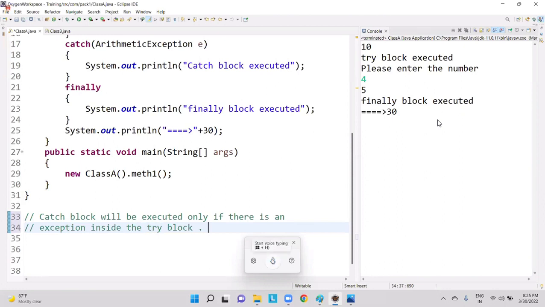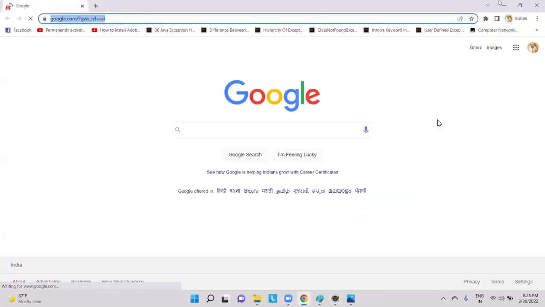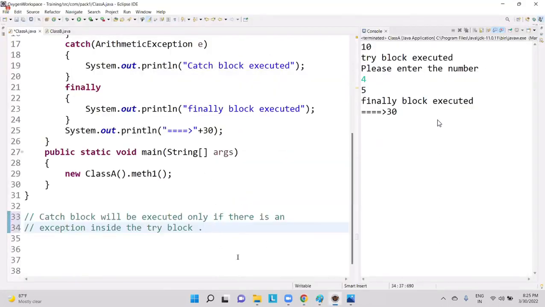Why did not come? Is my internet connection on? Just a second. Yeah, it's on. Okay, one more time. I think it's having a problem here. So I'm trying.